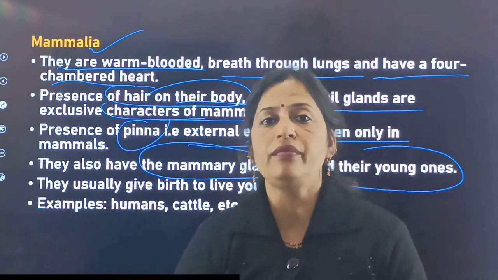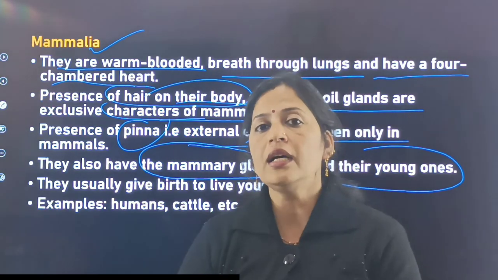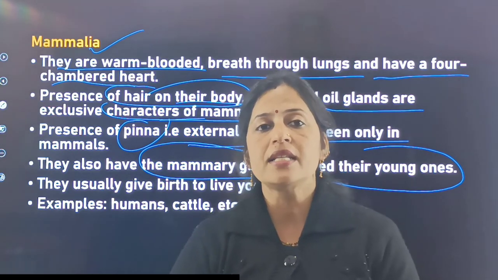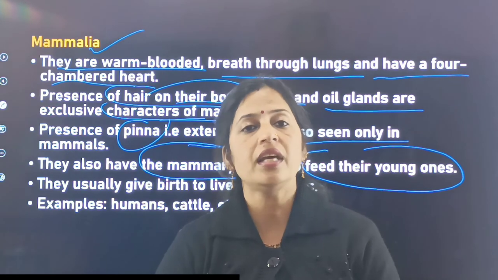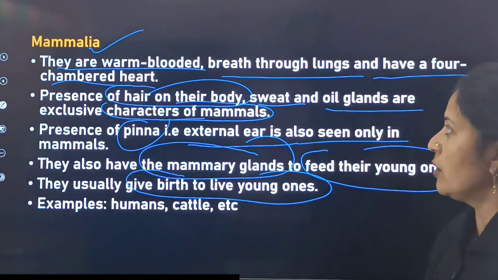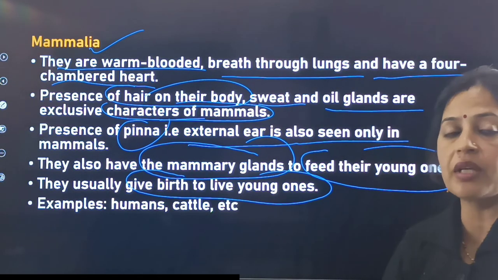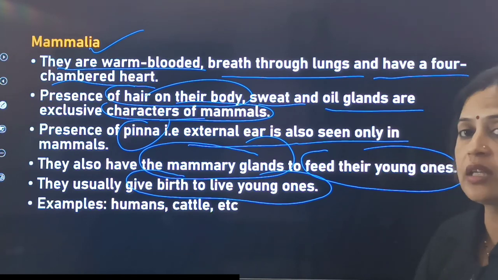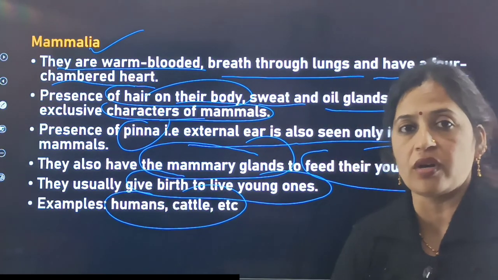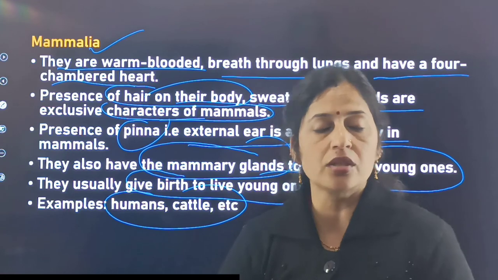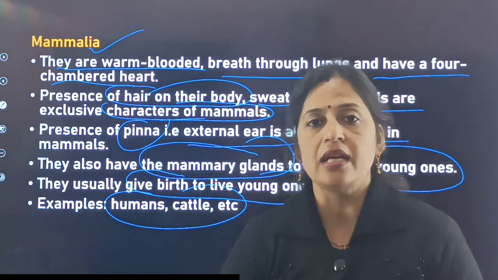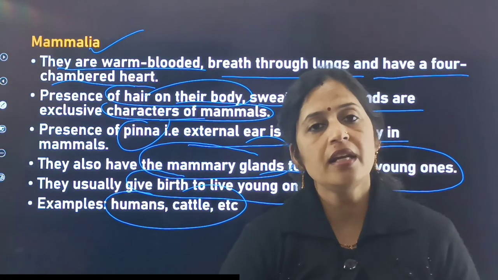So this is the most important feature of the mammalia. All mammals have a special type of gland known as mammary glands, and with the help of these they can feed their young ones. They usually give birth to the young ones, which is again an important feature of the mammalia. Examples of the mammalia are human, cattle, etc.